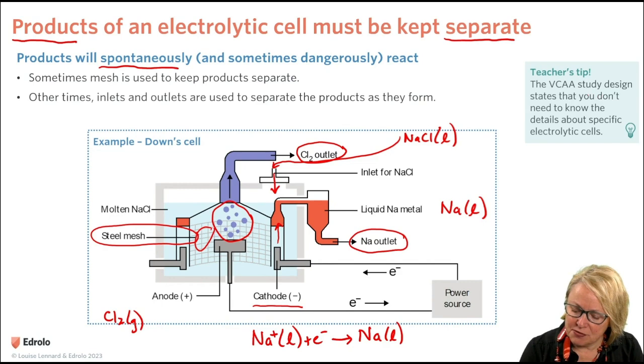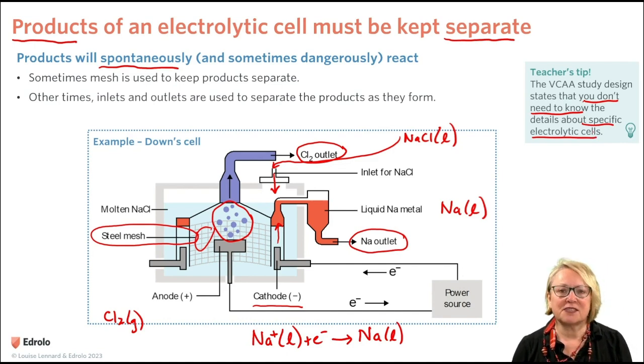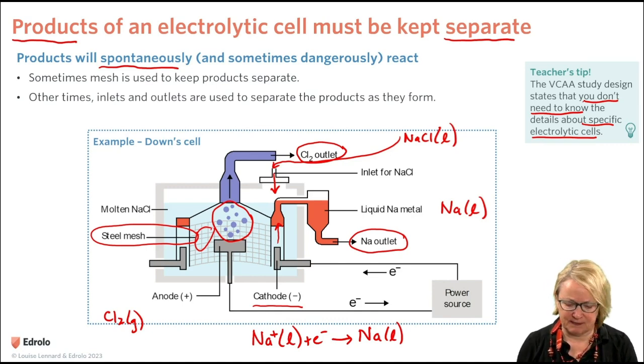Now, just note that the study design states you don't need to know the details of any specific electrolytic cells. So this is the Downs cell that's used to produce chlorine gas and molten sodium. You don't need to know that. If you had a question about this, the question would give you the details that you need to answer.